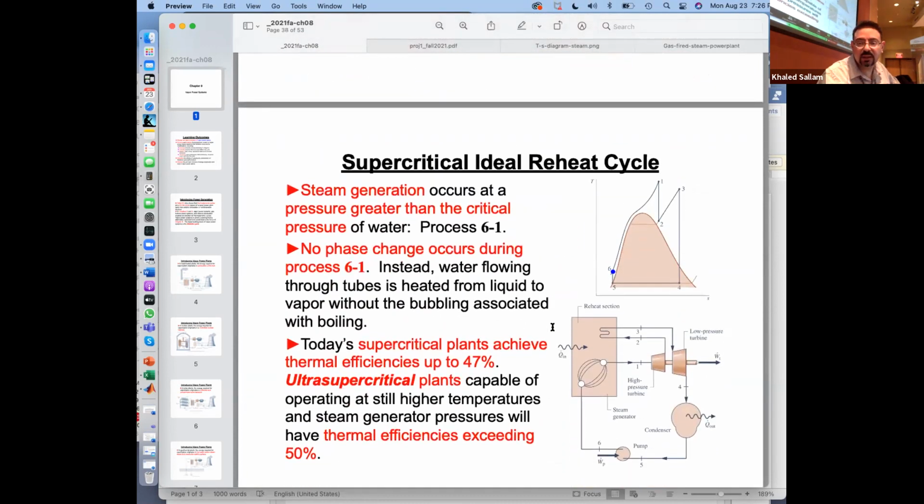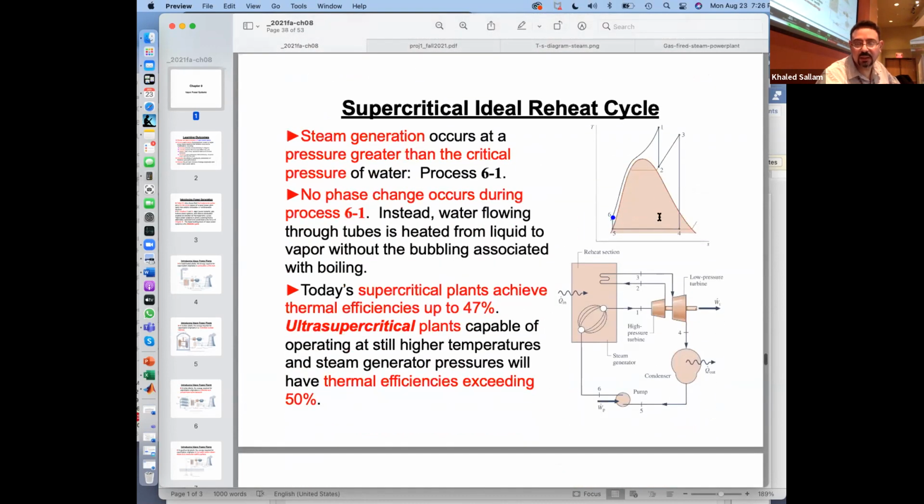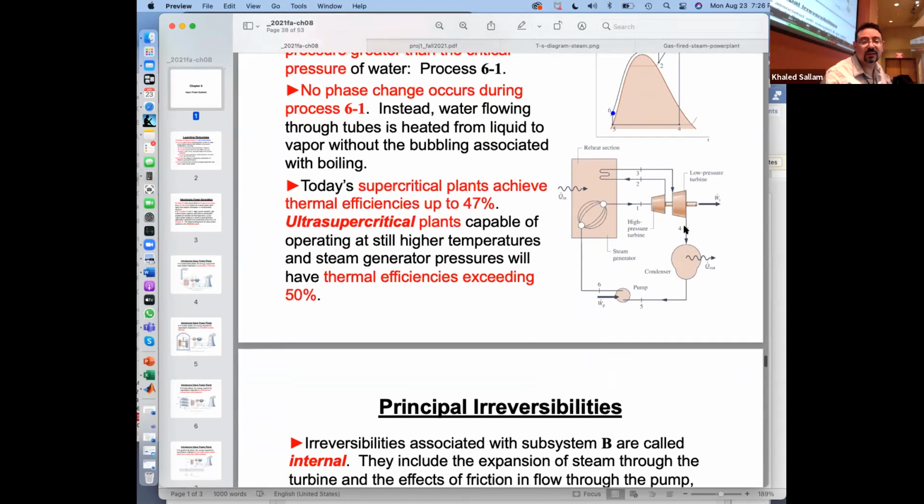Right, this is supercritical pressure, how high you can get. And this is what the Jinx power plant looks like. They go up, expand, and then they reheat and expand. So the reheating really helps because it makes you drier at the end, right?